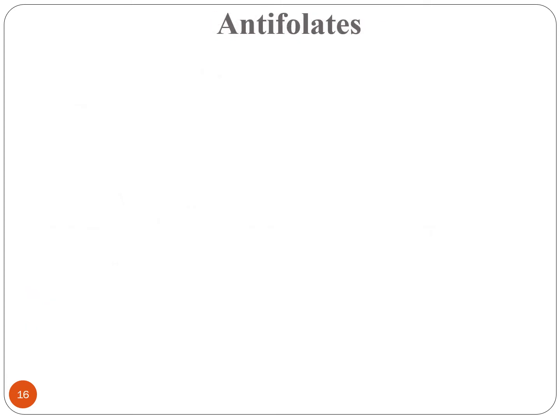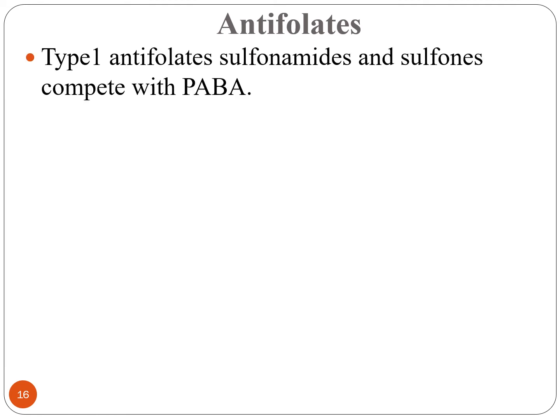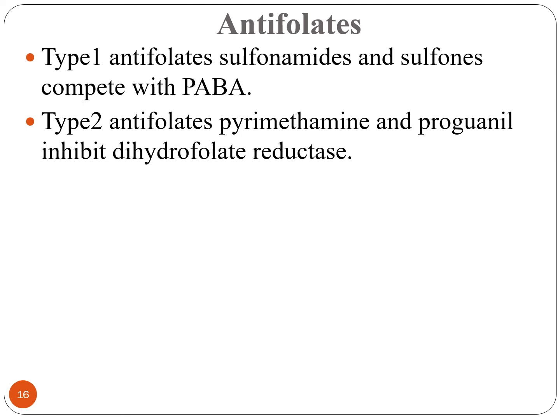The antifolates used for treatment of malaria: we have two types of antifolates. Type 1 are the sulfonamides and sulfones, which compete with para-aminobenzoic acid, as we talked before when we talked about antibacterial drugs. Type 2 antifolates are pyrimethamine and proguanil, and these inhibit the dihydrofolate reductase enzyme.